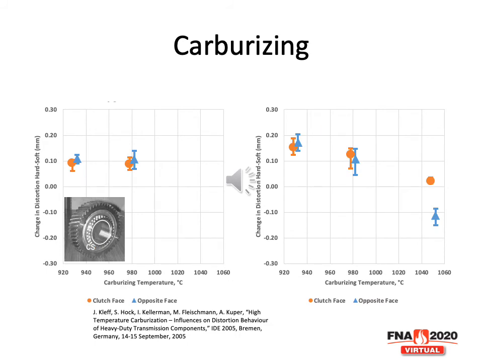Again, when looking at carburizing, they were looking at the effect of carburizing temperature on distortion. In this case, they found minor differences between one face and the opposite face due to different carburizing temperatures on a small clutch part, on a heavy-duty clutch. But the carburizing temperature made a big difference in the distortion on one face versus the other as my carburizing temperature increased.